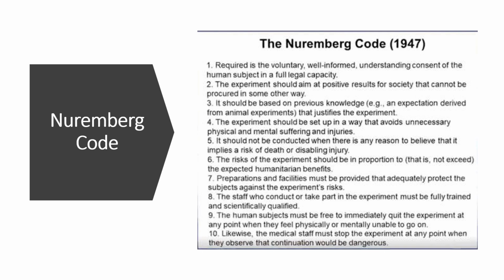The risks should be in proportion to the benefits, so we shouldn't have risks that are greater than the potential benefits to humanity. 7, preparations and facilities must be in place to protect the people against the risks. So if there are risks, first off, we have to have it in a way that minimizes those, and secondly, we need to take care to ensure that individuals are cared for if anything should occur.